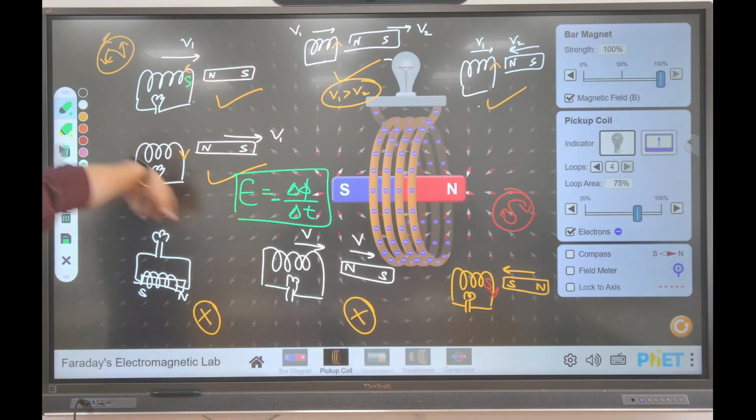Should I erase all of it? This is the concept of electromagnetic induction. If you can understand this, it will be easy. If you do not understand it, it will be difficult, because this is the basic of this whole chapter. So I am just doing the experimental part so that you can see what is actually happening.